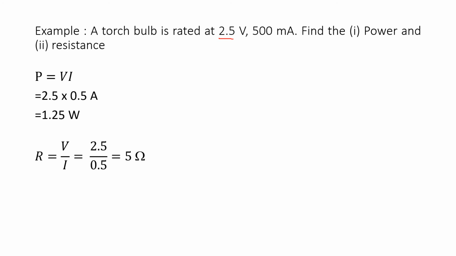Now the resistance, we know V is equal to IR. So R equal to V by I. We know the voltage, we know the current. So the resistance of this bulb is 5 ohm.